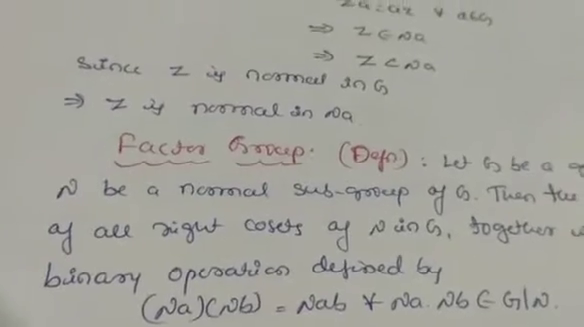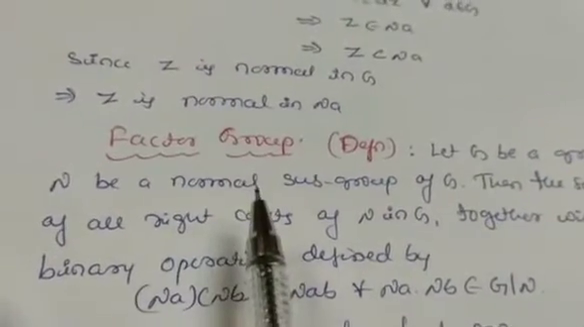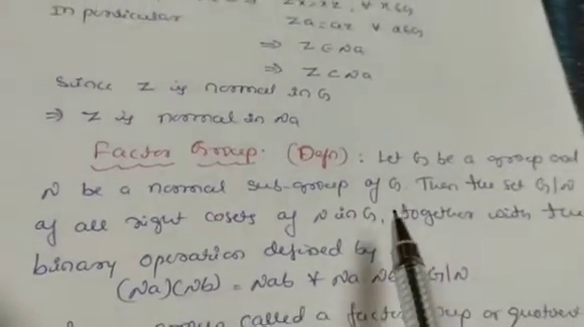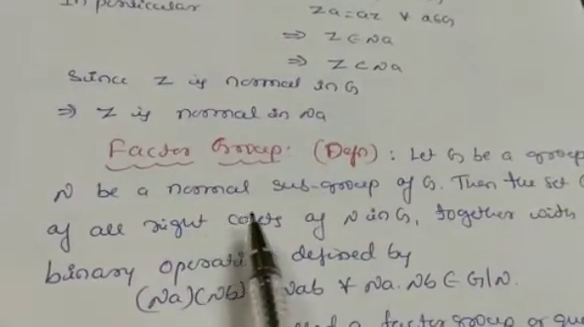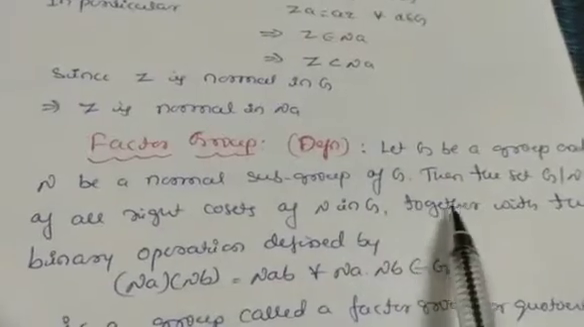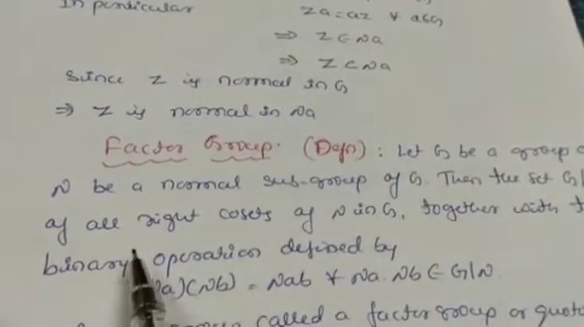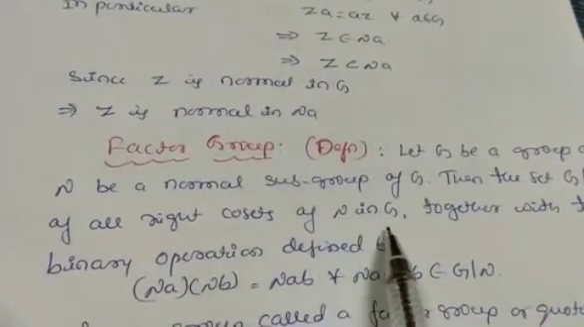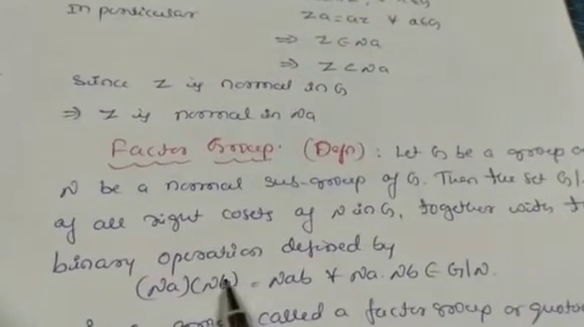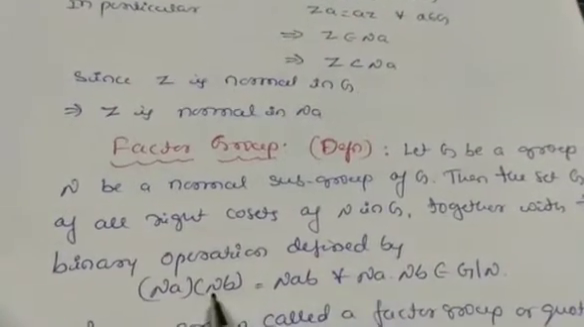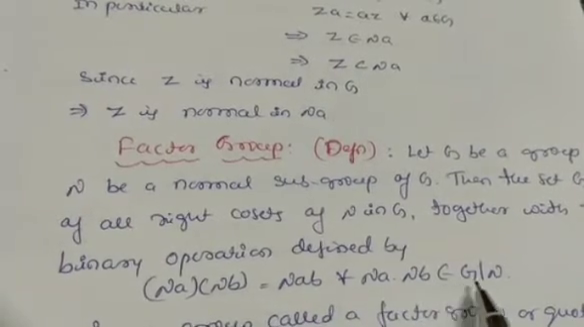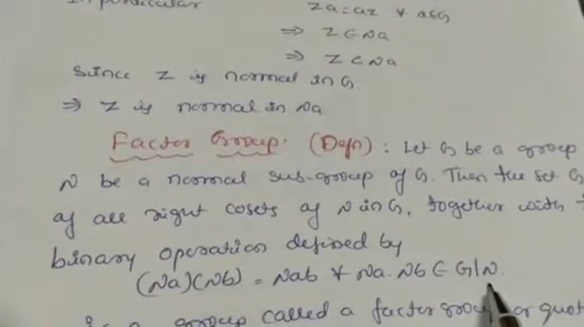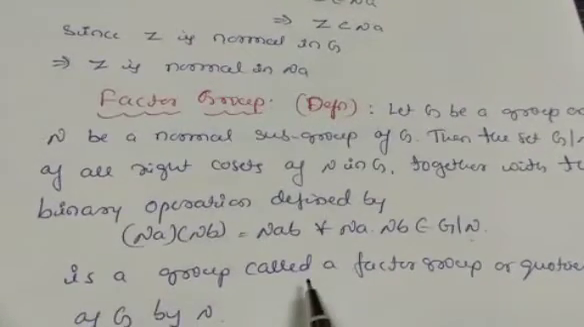Let us take one more definition of a factor group or quotient group. Let G be a group and N be a normal subgroup of G. Then the set G/N of all right cosets of N in G, together with the binary operation defined by Na · Nb = N(ab) for all Na, Nb belonging to G/N, is known as a factor group or quotient group.